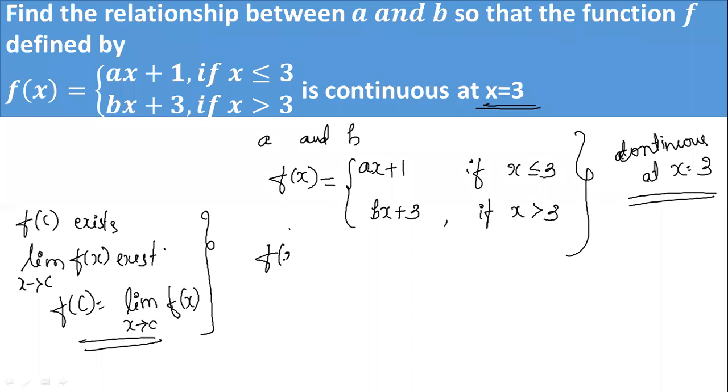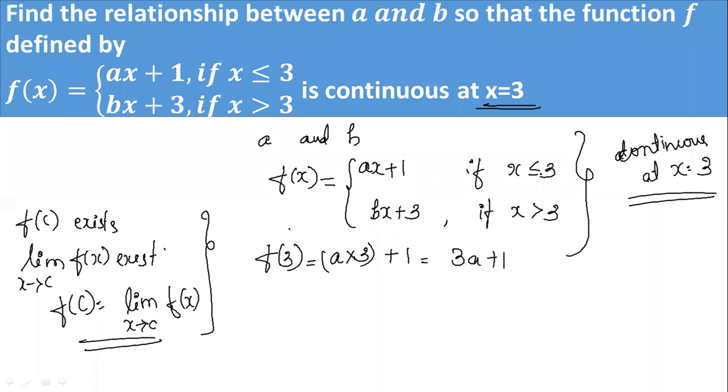So what is f of 3? Which definition do I have to use at x is equal to 3, the first one or the second one? The first one. So wherever I have x, I have to replace it by 3. So what I'll get is a into 3 plus 1, which is 3a plus 1.